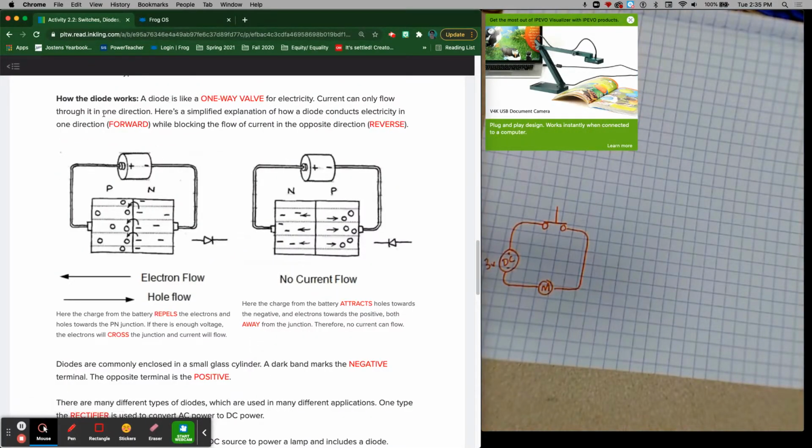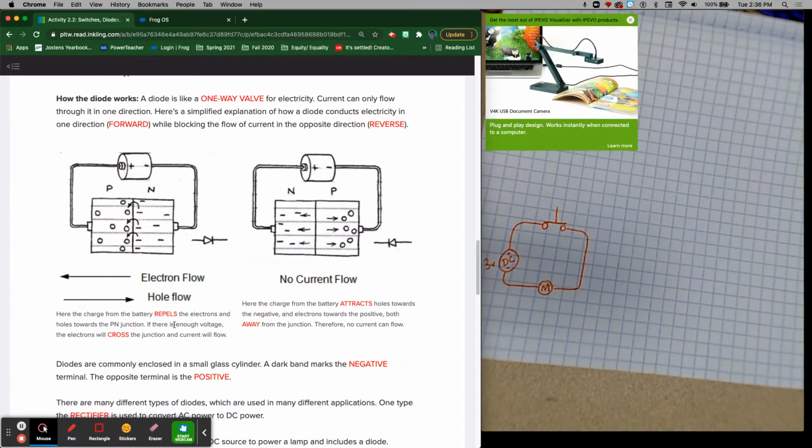Here's how the diode works. A diode is like a one-way valve for electricity. Current can only flow through it in one direction. Here's a simplified explanation for how a diode conducts electricity in one direction, forward, while blocking the flow of the current in the opposite direction, or reverse. As we talked about before, our electrical charges, when it comes to a DC power source, flow from positive to negative.